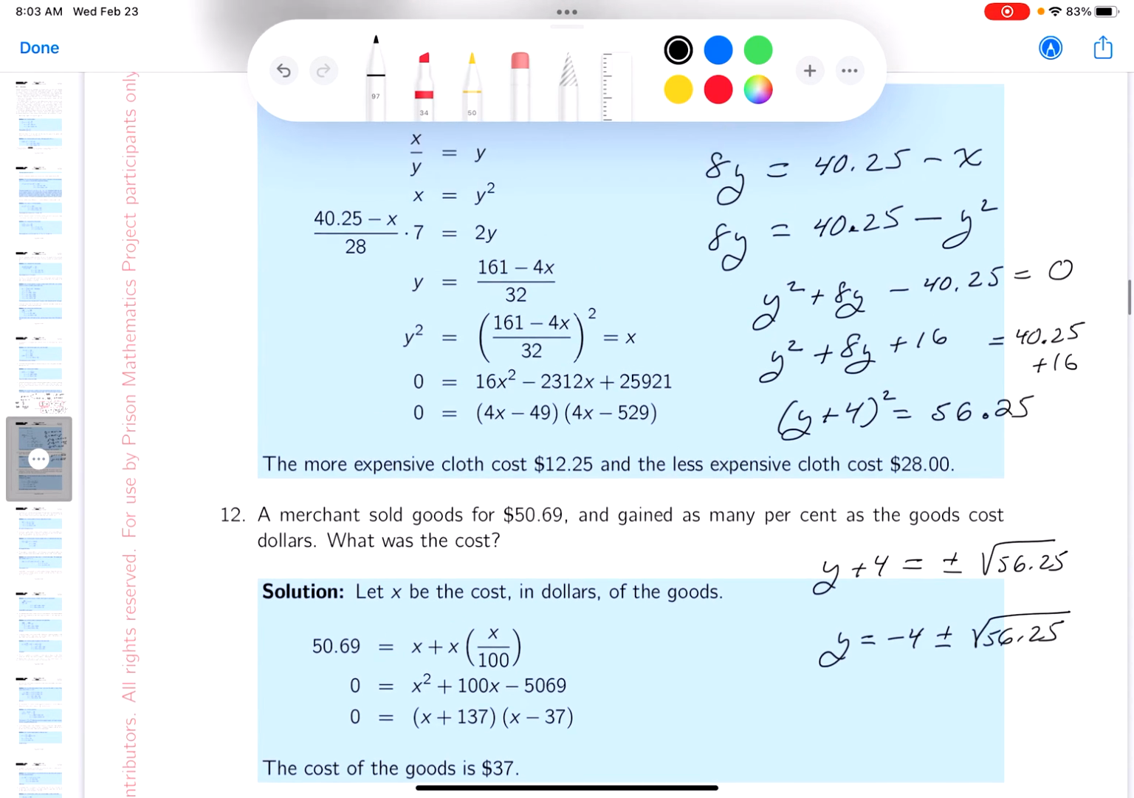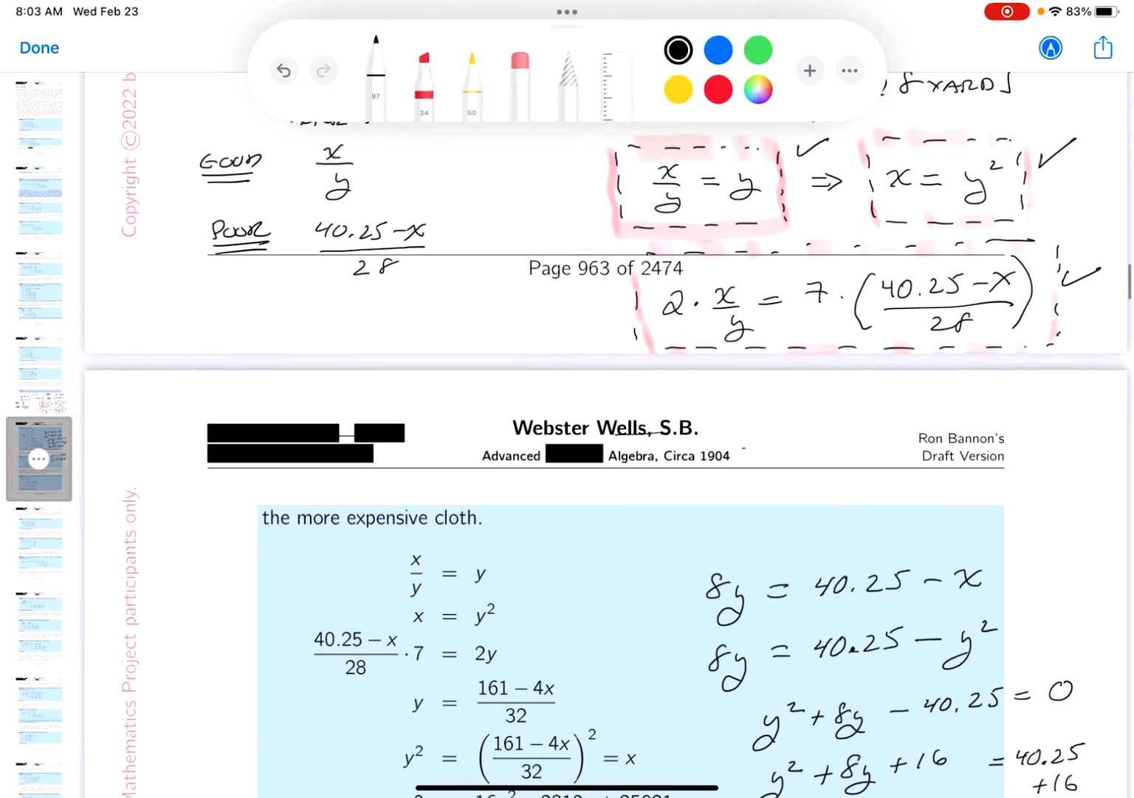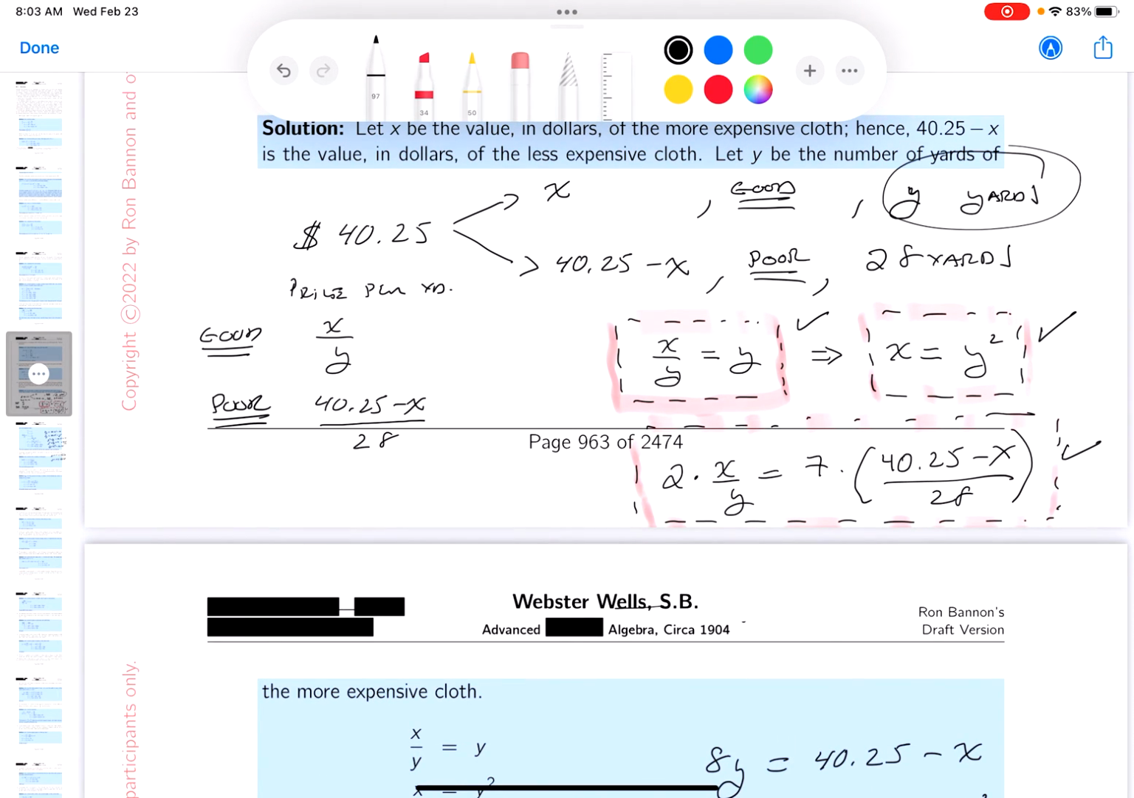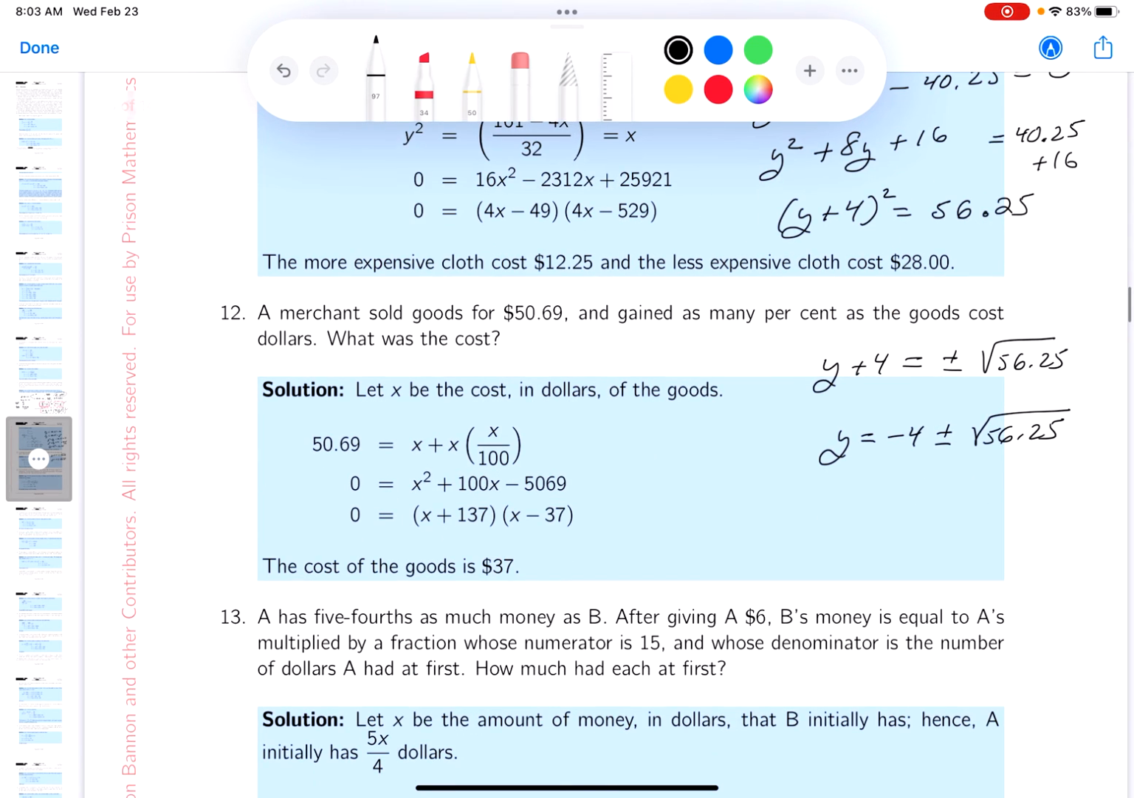Now, by the way, I realize people can forget what they're doing, and I want to go back. I hope you understand y is the number of yards. It's got to be a positive number. So I'm going to say y is equal to minus 4 plus the root of 56.25. I'm actually opening a calculator now on a computer, and I'm going to type in 56.25 and take the square root of that number. Wow, 7.5.